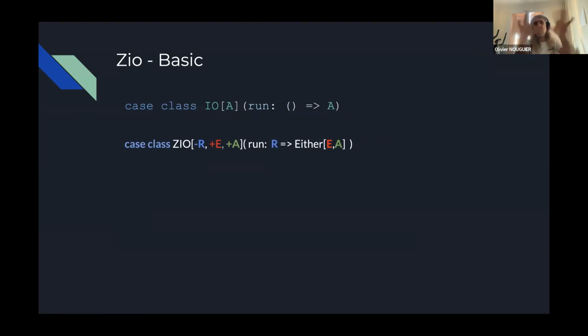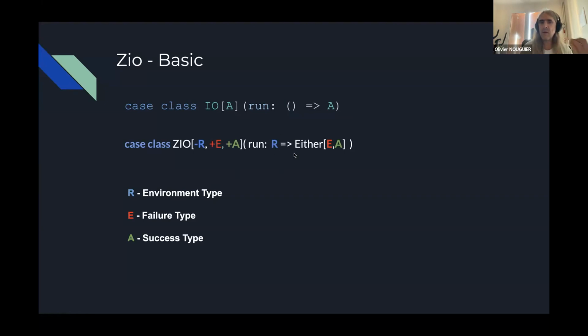So this was a kind of IO, not ZIO. ZIO is quite a bit more complicated, in the sense that it's not just producing a value. From an environment, I can produce either an error or a result. Again, this is not how ZIO is really implemented, just a high-level vision.